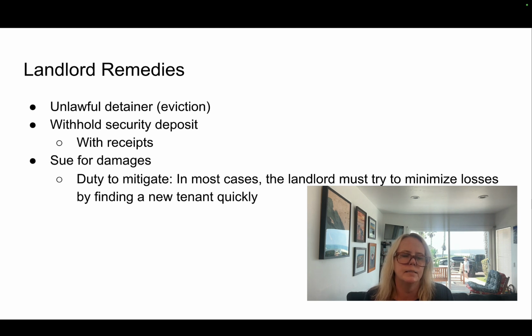However, there is in California the duty to mitigate, which means that landlords have to try to minimize losses when necessary. And so if a tenant breaches the lease, so if a tenant needs to move out early, for example, the landlord has a responsibility to mitigate that damage by advertising the apartment and getting it rented as soon as possible.